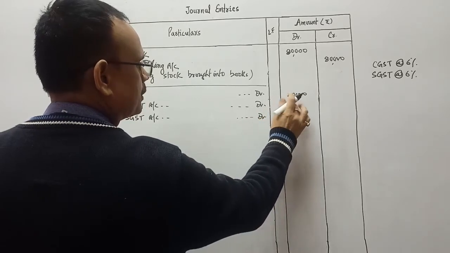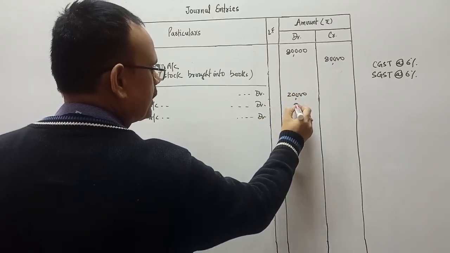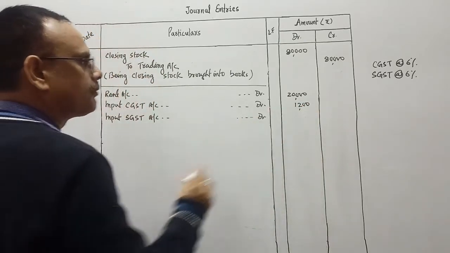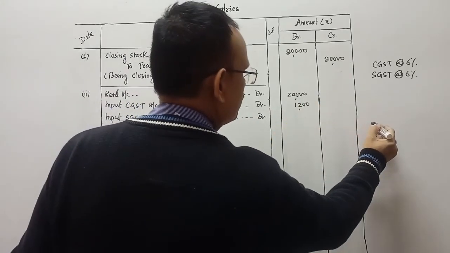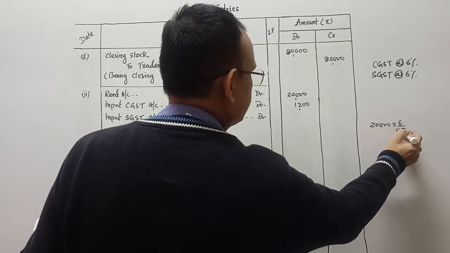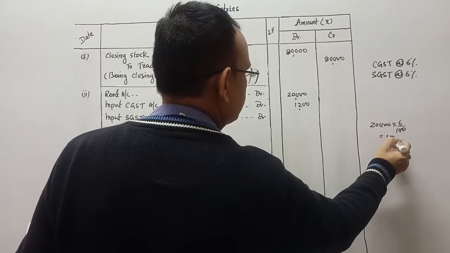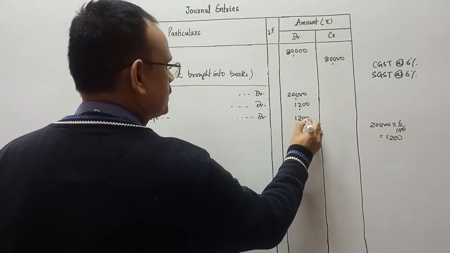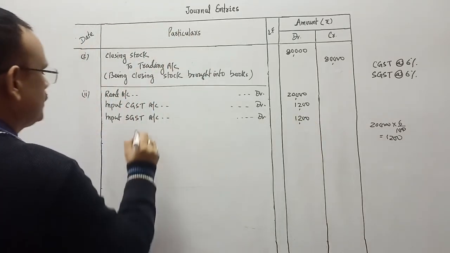6% of this amount. So 6% of 20,000 is 1200. 6% of which amount? 6% of 20,000. So it is 1200. Is it clear? So CGST and SGST both are at the rate of 6%.